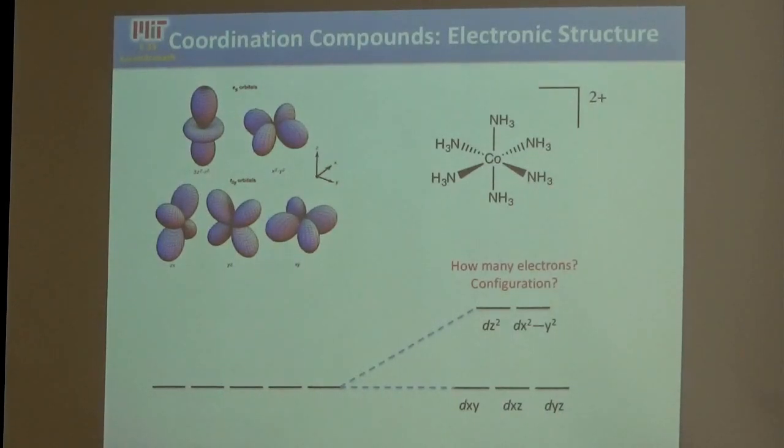Five. So how do we determine that? So what group is cobalt in? 7, okay. So the way to look at it is to identify what group of the periodic table the cobalt is in, and because it's 2+, that means that 2 electrons have been removed from that d manifold, and it turns out that the number of electrons that remain are 7 electrons here.